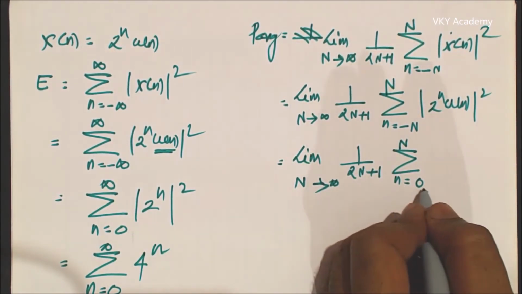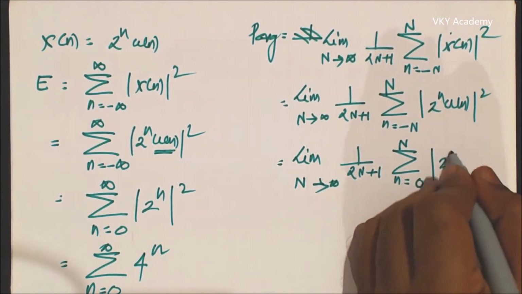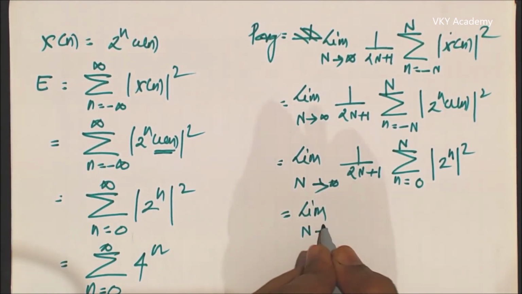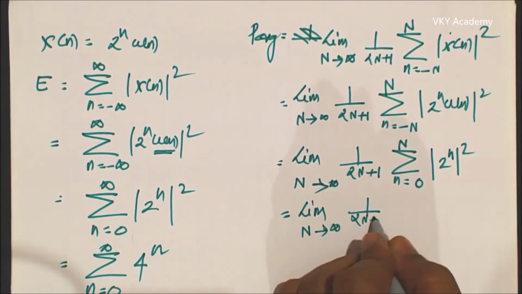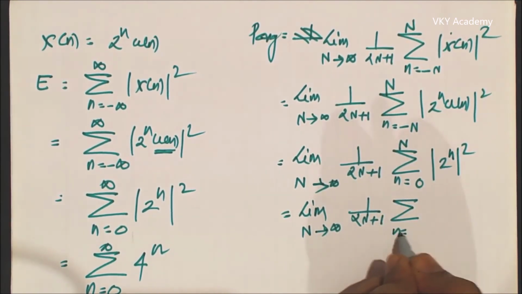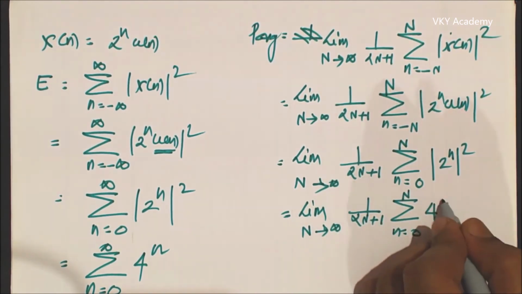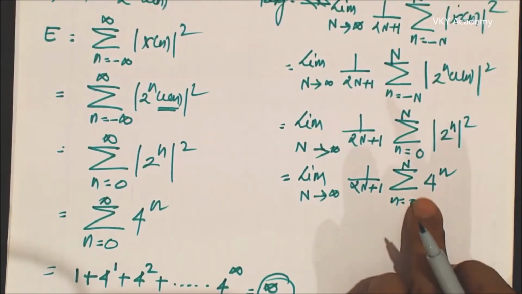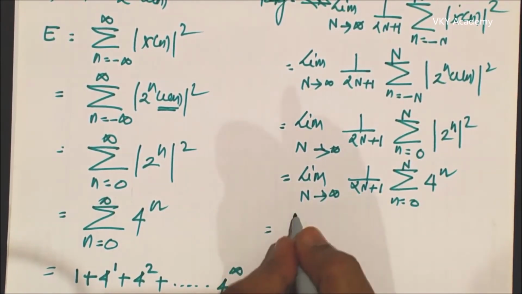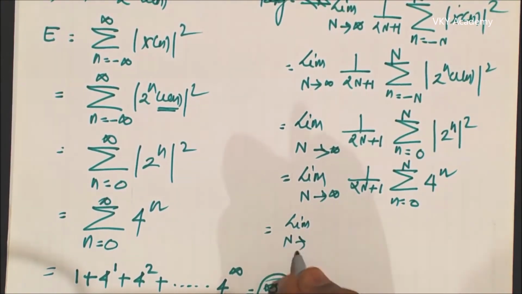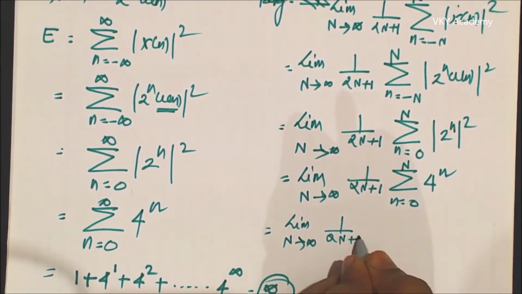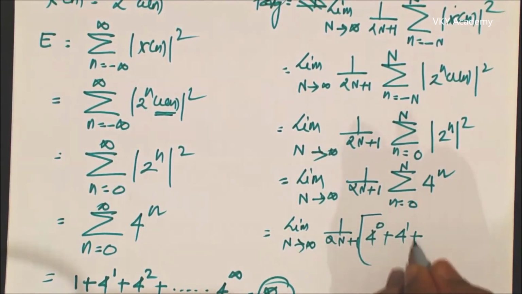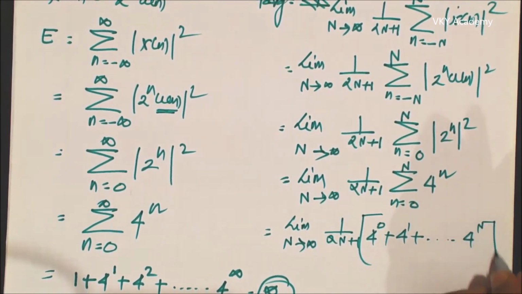So I can take the limit from n equal to 0 to capital N (2 to the power n) square, that is limit capital N tends to infinite 1 upon 2N plus 1 summation n equal to 0 to capital N 4 to the power n, by interchanging the power. Now we can see this is a finite GP series, and the moment we expand this GP series, it will be 4 to the power 0, 4 to the power 1, up to 4 to the power capital N.